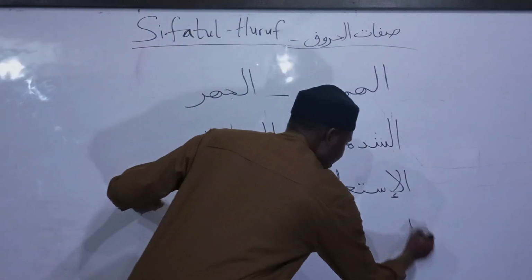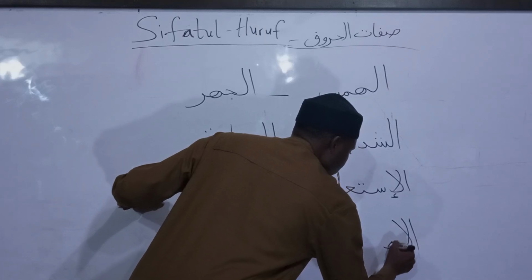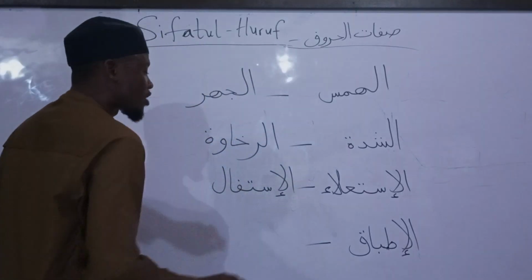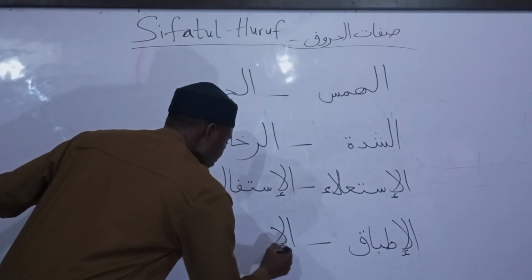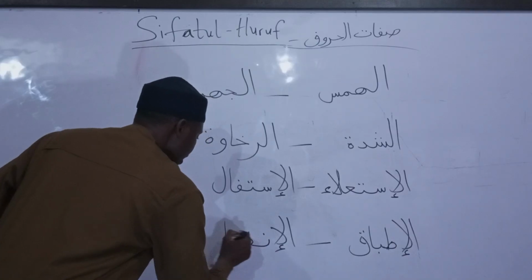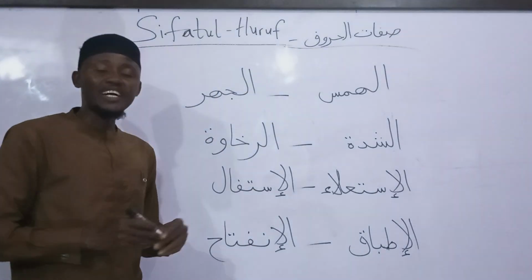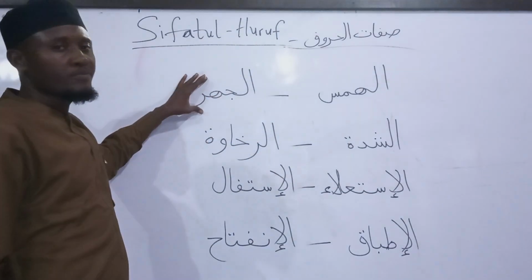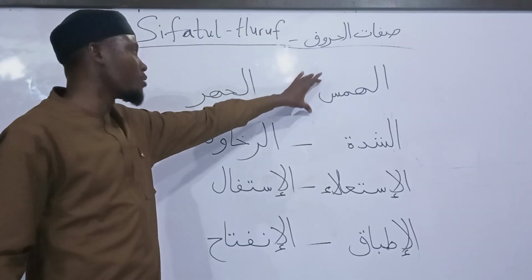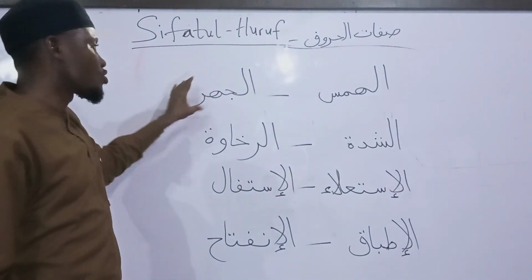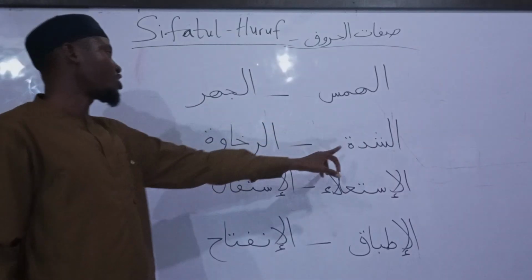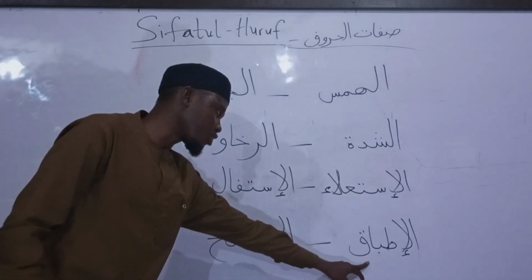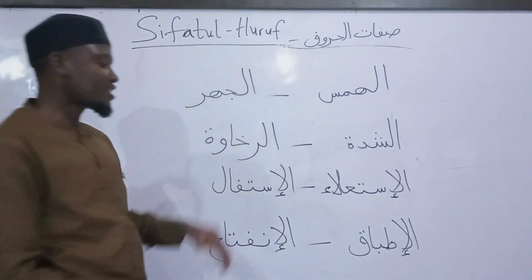And the last pair is al-itbaq, and the opposite of al-itbaq is al-infitah. Now, these are the attributes with opposites, which means that when a letter has one, it cannot have the other. When a letter has the attribute of hams, it cannot have the attribute of al-jahr. So, al-hams, al-jahr, ash-shidda, ar-rakhawa, al-isti'la, al-istifal, al-itbaq, al-infitah. So, let's start from the first pair.